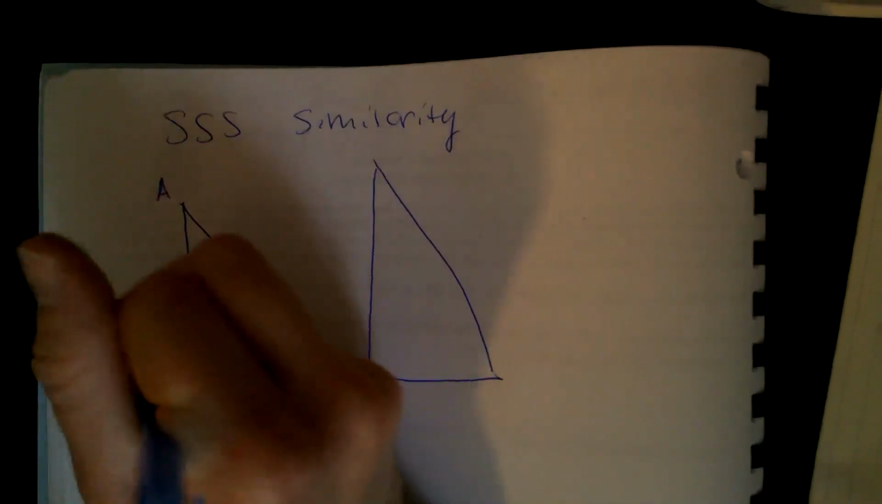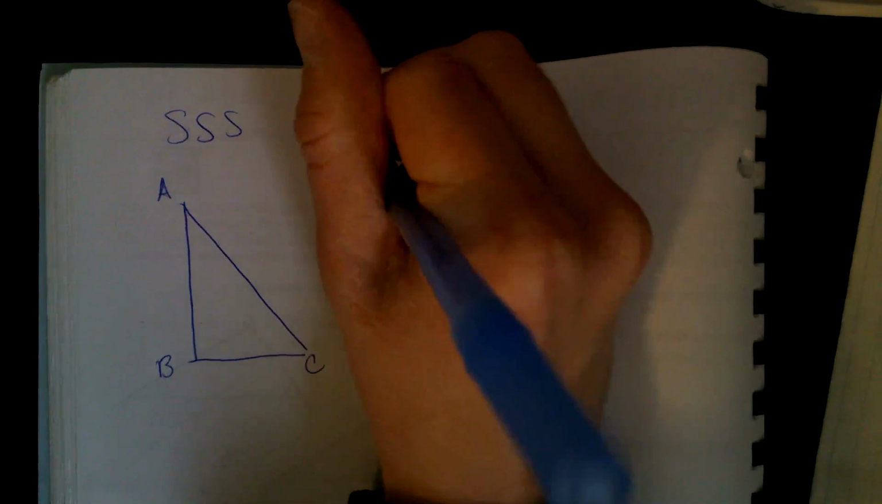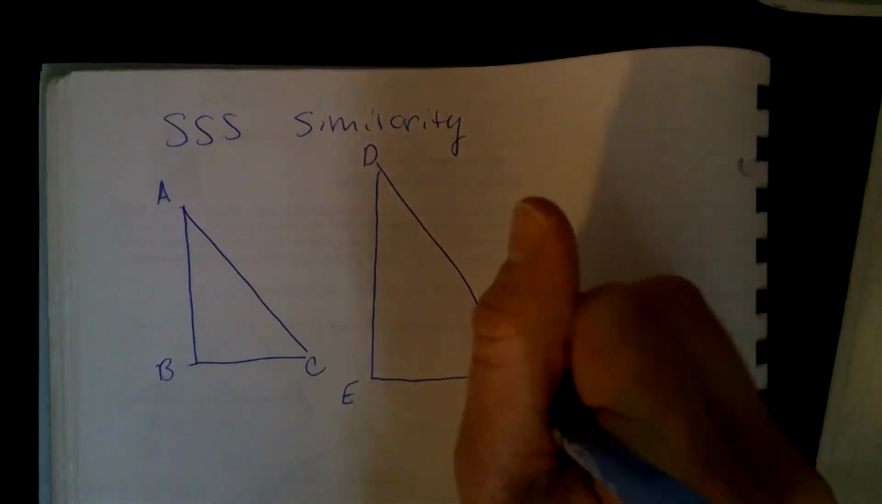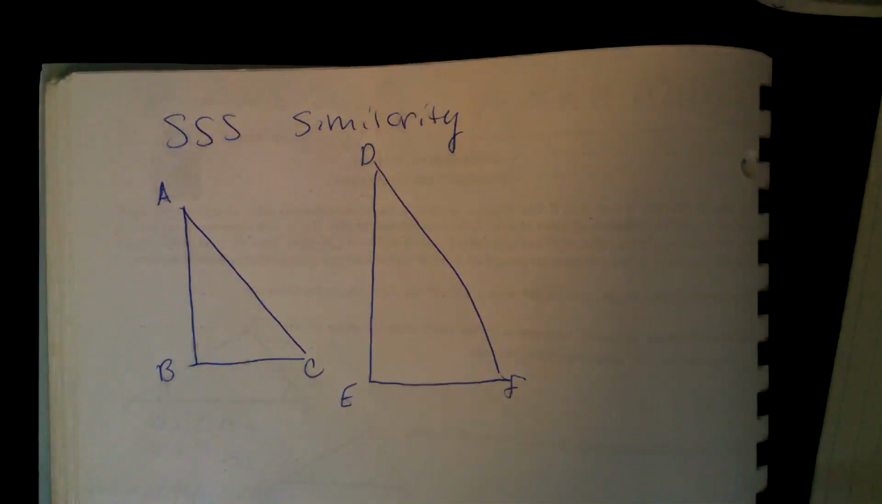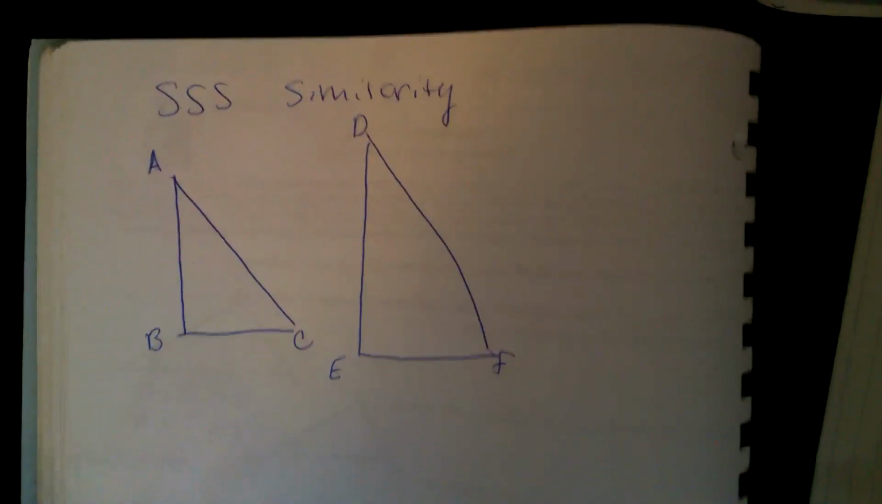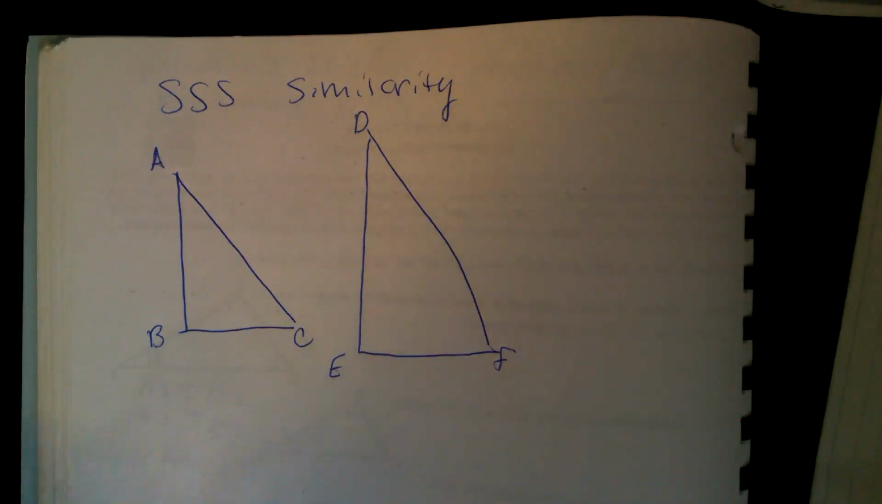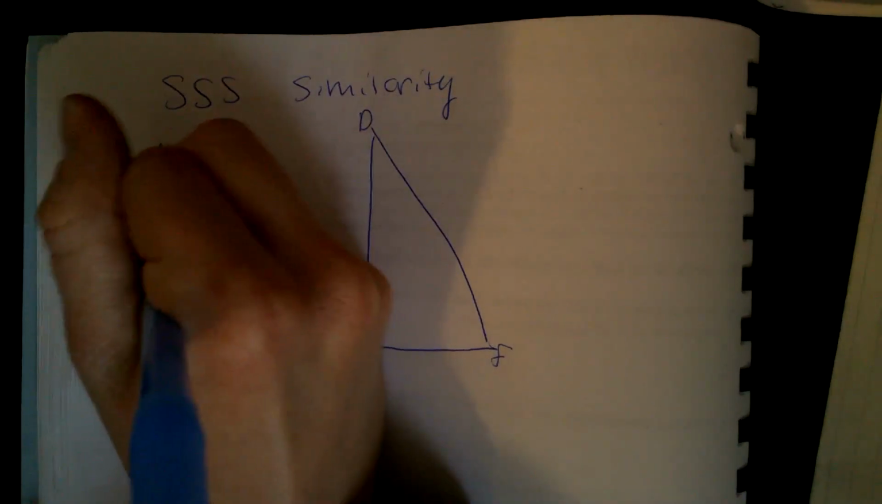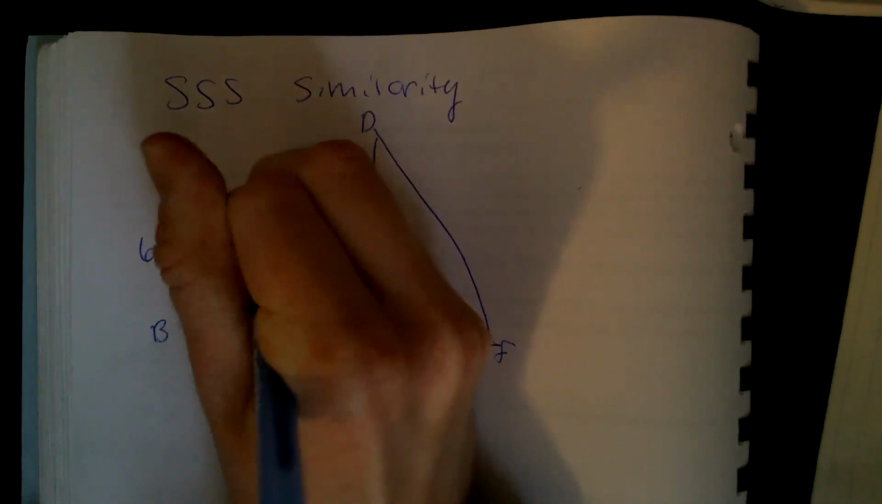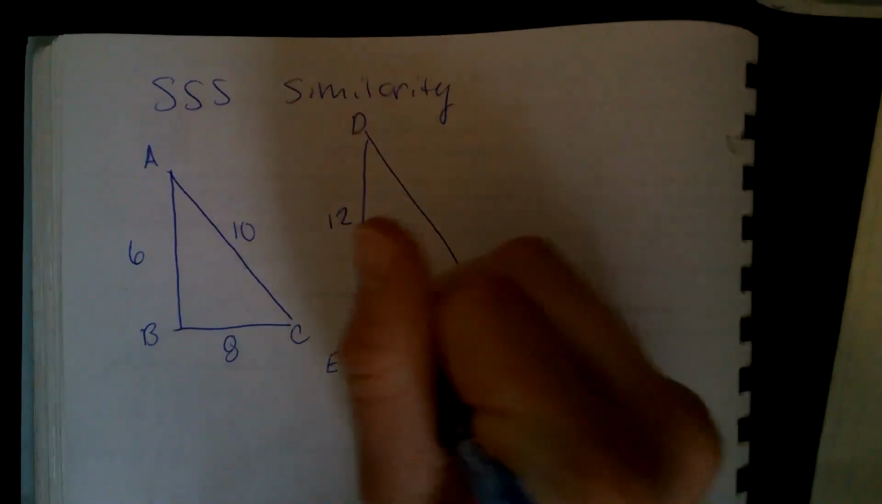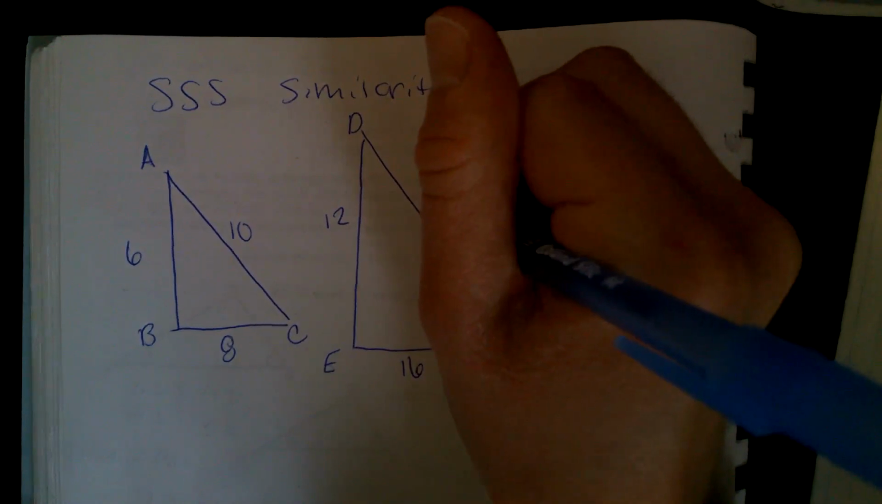Now, we know that similar triangles are a little different than congruent triangles. We know in similar triangles that the sides are proportional, so their ratios are equal. So in side, side, side similarity, instead of the three sides being congruent, the three sides are going to be proportional. Okay, so let's say AB is 6, this is 8, this is 10, this is 12, 16, and 20.